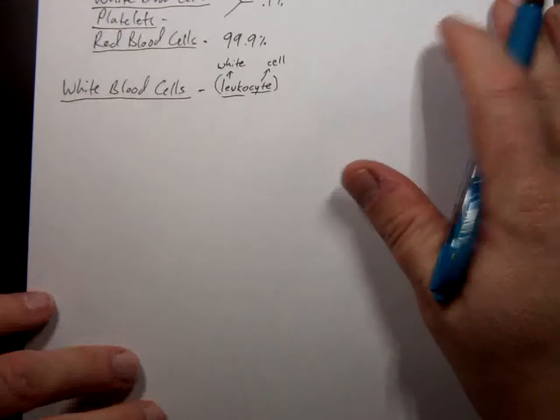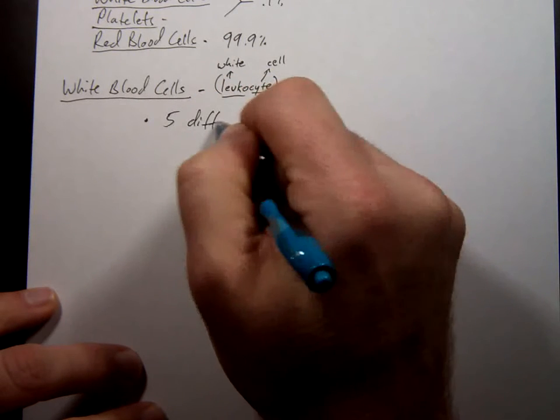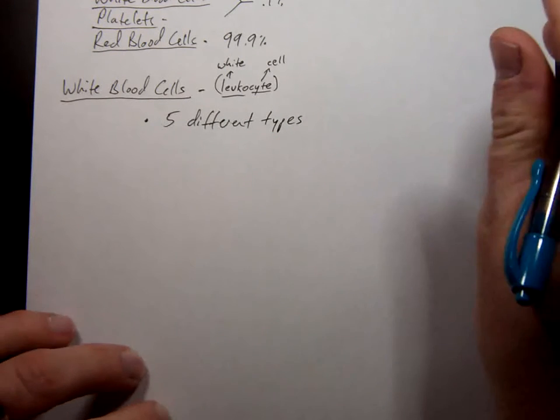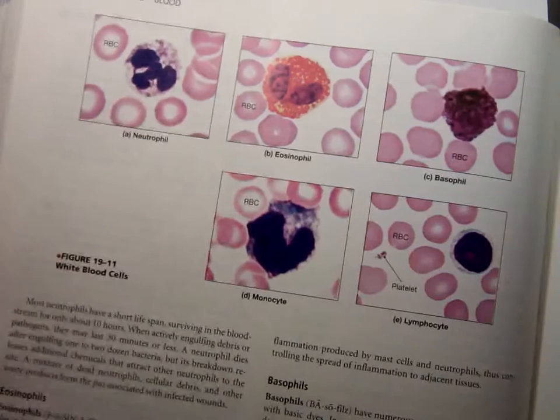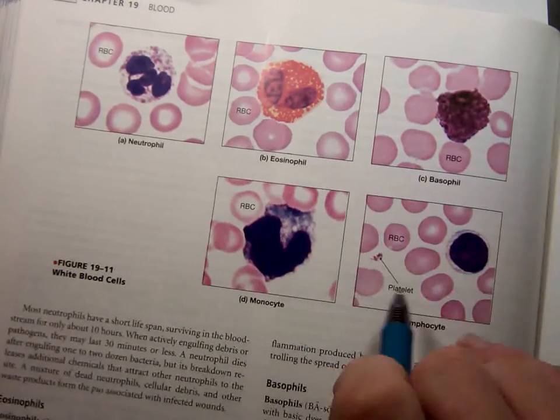There are 5 different types of leukocytes. They all have slightly different functions from one another, but for our purposes, you really don't need to know them. I'm going to show them to you. You're like, why did you tell me there's 5 different types? Because I think it's nice for you to know, but you got a lot of stuff to memorize in this unit, and I don't want to add that to your list. But I'll show you a picture of them real quick. Here's what they look like: neutrophils, eosinophils, basophils, monocytes, and then lymphocytes.